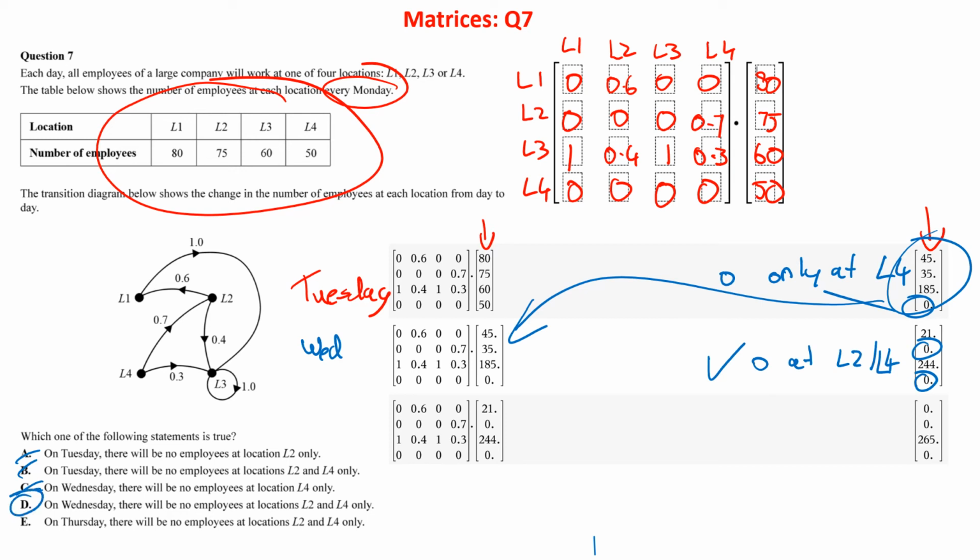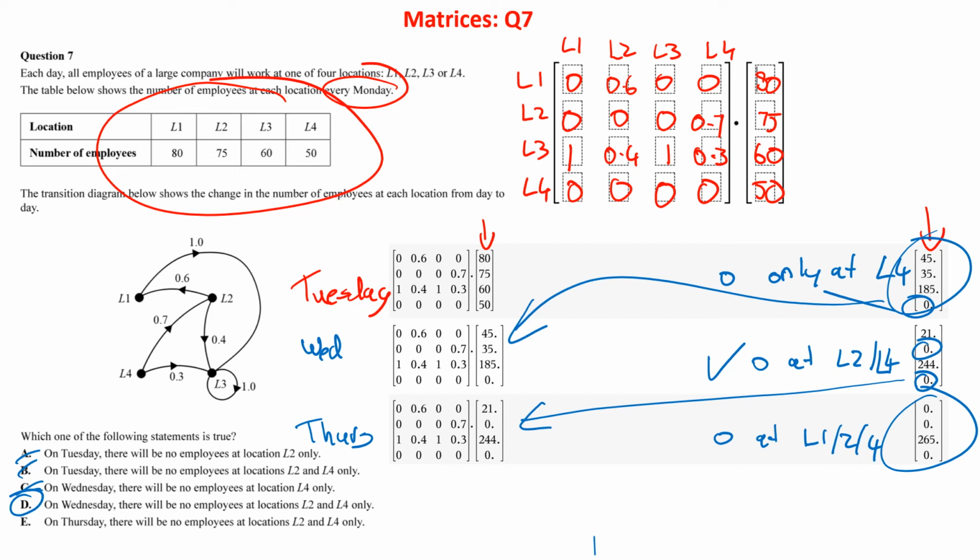Now, for example, if I looked at Thursday, and again, I've done the same thing and moved that across there and then calculated it. I've got 0 at L1, 2, and 4. My only option was L2 and 4, so it can't be that. So the answer in this case is Wednesday. So the answer would be D.